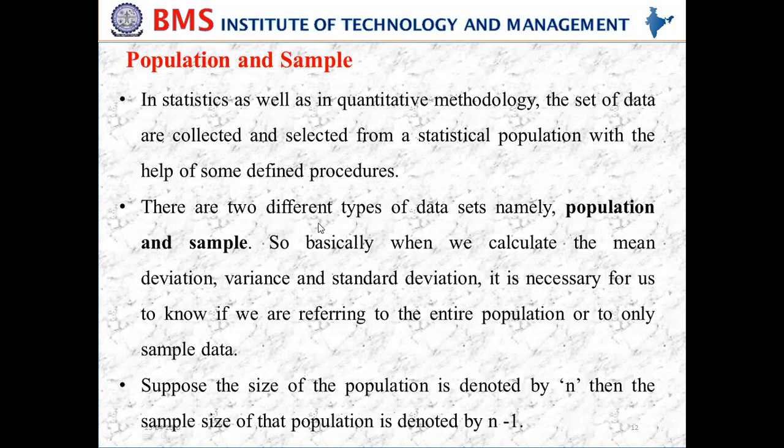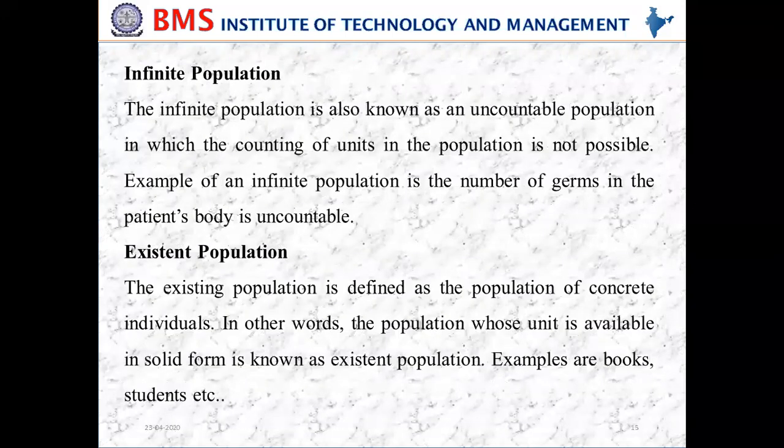And there are two different types of data sets, namely population and sample. As we said, the data sets in statistics are of two types: population data and sample data. So basically, when we calculate the mean, deviation, variance and standard deviation, it is necessary for us to know if we are referring to the entire population or only to sample data. Here he has given an example.